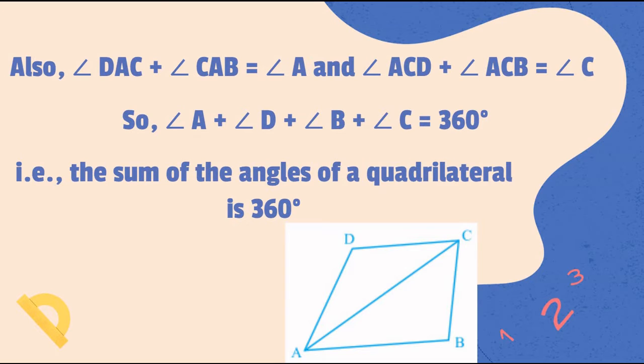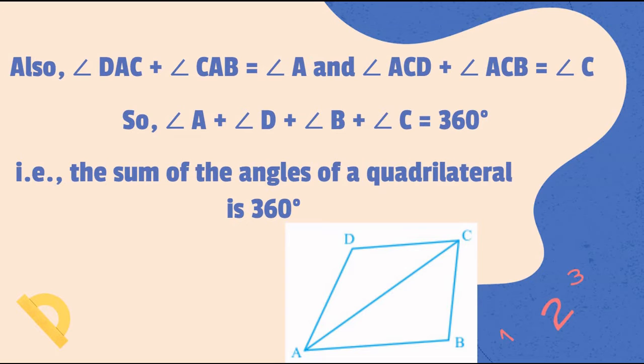Actually they are one angle, but when we drew a diagonal over that quadrilateral to divide it and prove the angle sum property of the quadrilateral, we did it in such a way. So if we make it a single angle like angle A and angle C, the work becomes easier. Of course angle D and angle B are separate, they are not combined, so we didn't touch them at all. And angle A plus angle D plus angle B plus angle C is 360 degrees. So the sum of the angles of a quadrilateral is 360 degrees.